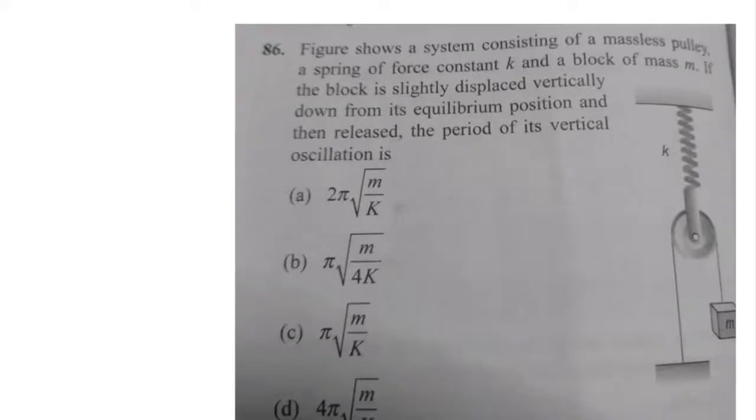A system consists of a massless pulley, a spring of force constant K, and a block of mass M. Look into the figure. If the block is slightly displaced vertically down from its equilibrium position and then released, the period of its vertical oscillation is.